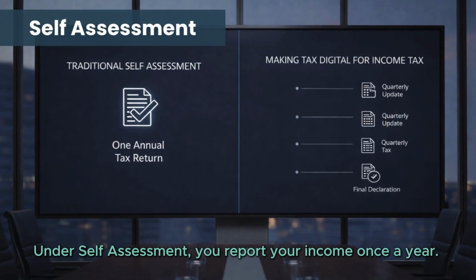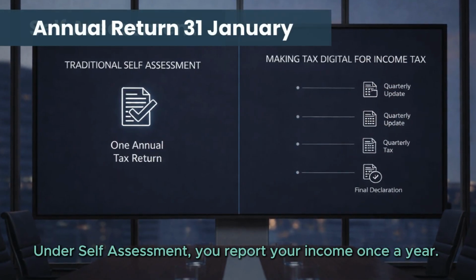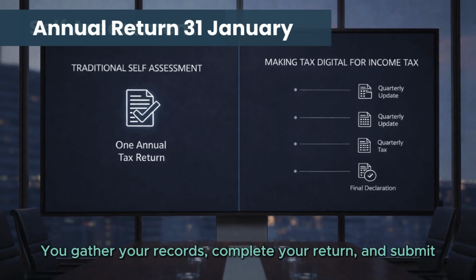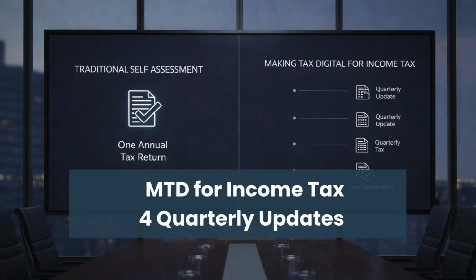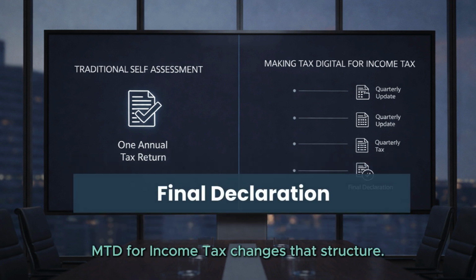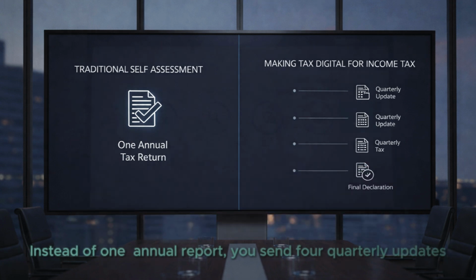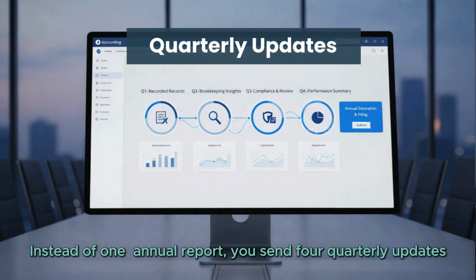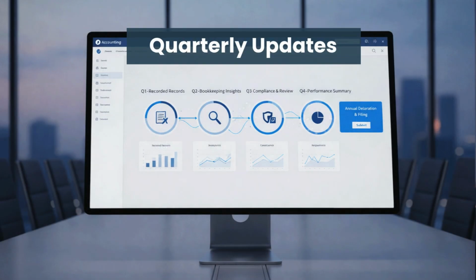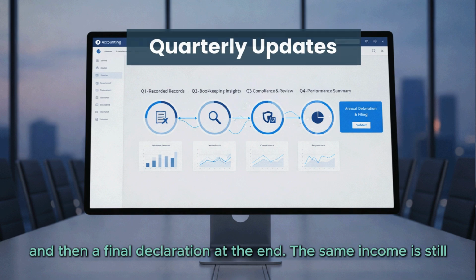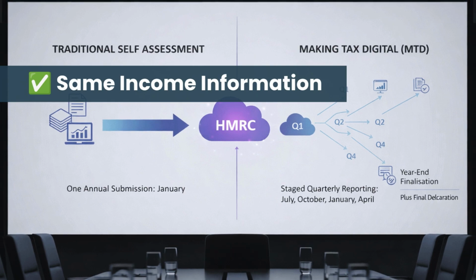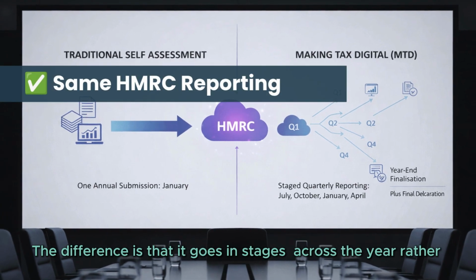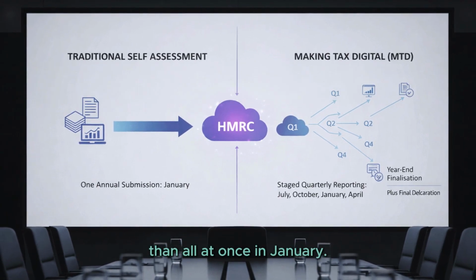Under self-assessment, you report your income once a year. You gather your records, complete your return, and submit it by the 31st of January. MTD for income tax changes that structure. Instead of one annual report, you send four quarterly updates throughout the year, and then a final declaration at the end. The same income is still being reported to HMRC. The difference is that it goes in stages across the year rather than all at once in January.